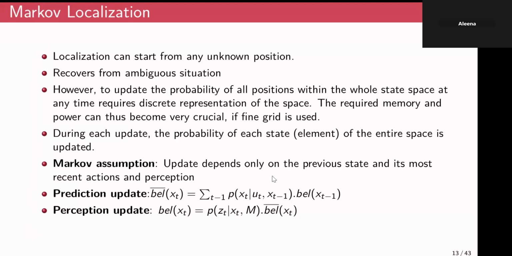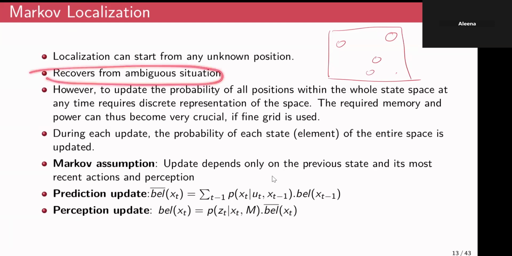The features are, localization can start from any unknown position. If you have a map, you can deploy the robot anywhere on this map, and the robot will start its localization based on its movement. And it can recover from an ambiguous situation. Even if the uncertainty is very high, or if you take the robot and put it somewhere in the map, it can still recover from that confusing position with high variance or high uncertainty eventually. That's what we mean by it recovers.